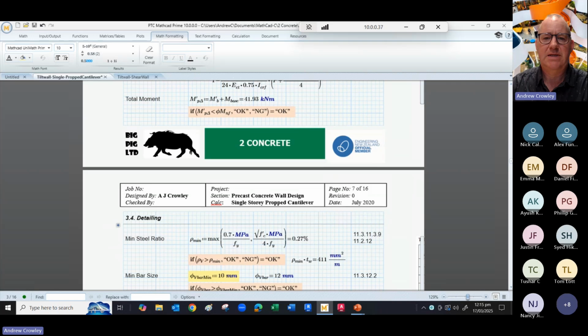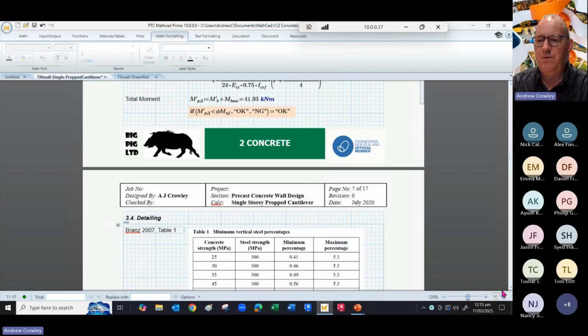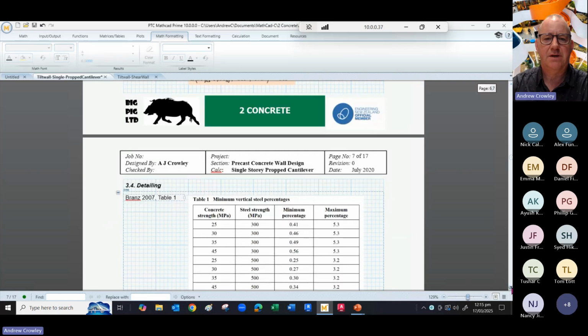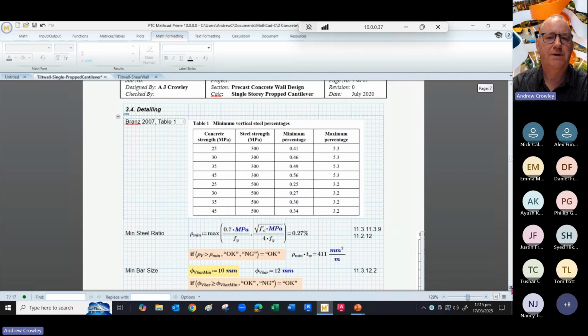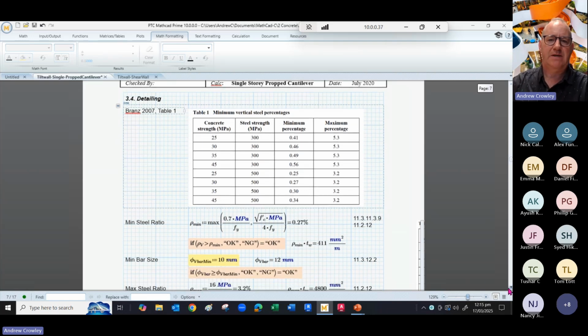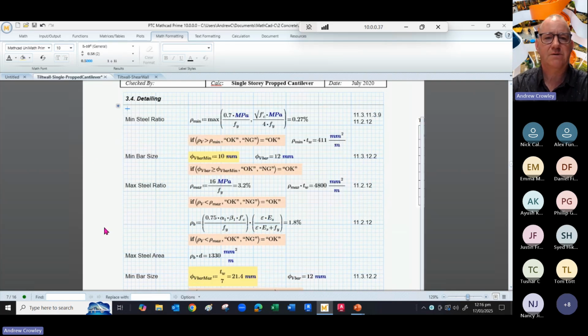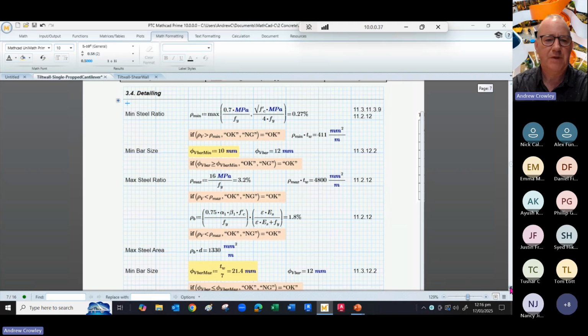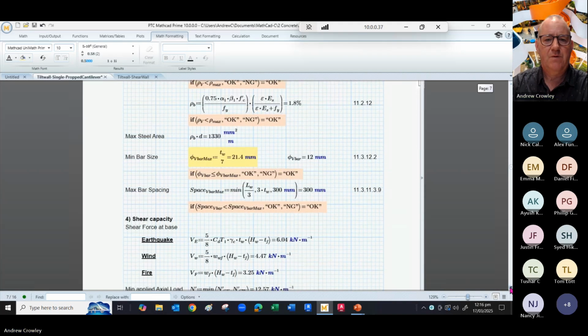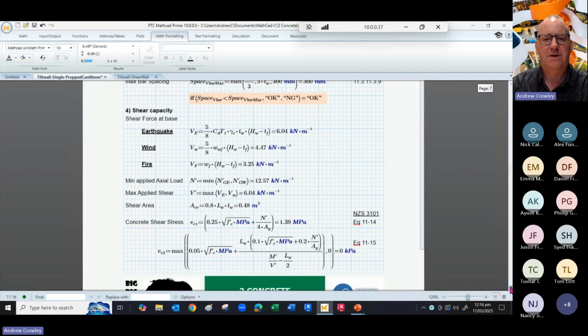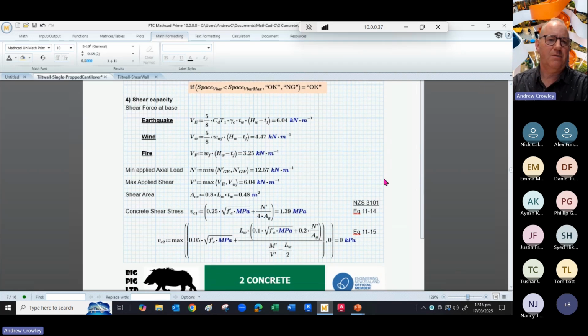A quick look at the detailing. The Brand's Guide gives us a table 1, which gives us the minimum and maximum steel percentage. So we just check our steel ratios against the minimum and maximum, and we'll find that we're okay. Moving down, let's look at the shear capacity. And again, we're looking at earthquake, wind, and fire.